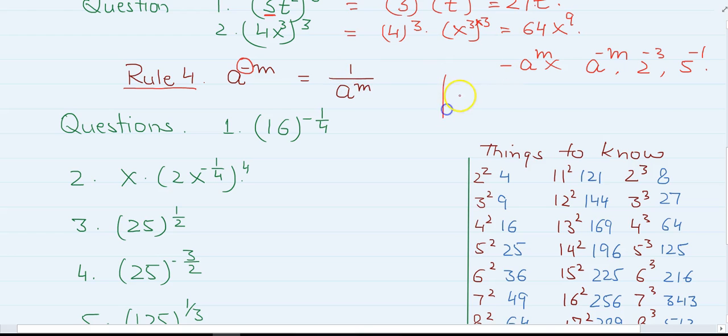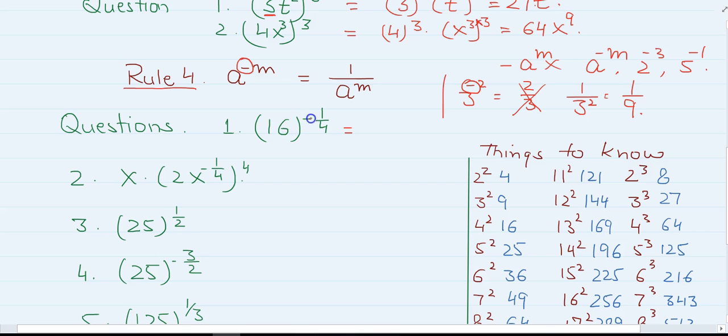a to the power minus m is equal to 1 over a to the power m. For example, 3 to the power minus 2 will not be equal to 2 over 3. This is wrong. Only this number is changing into reciprocal, other numbers will remain same. 3 to the power 2 will remain same. So it will be equal to 1 over 3 to the power 2, that is 1 over 9. Let's do the questions based on this.